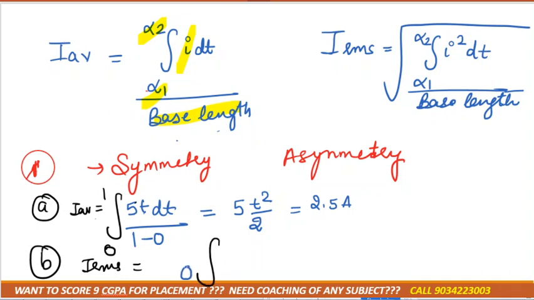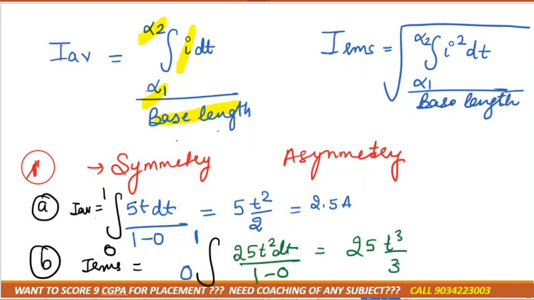Got it? Now if we want to calculate IRMS, the formula is this one. The limits vary from alpha 1 to alpha 2, that is 0 to 1, I square dt. I square dt means (5t) square, that is 25t square dt, divided by the base length, which is 1 minus 0. If we solve it further, it would be 25t cube by 3. Putting in the limits 0 to 1, we get 5 by root 3 ampere.